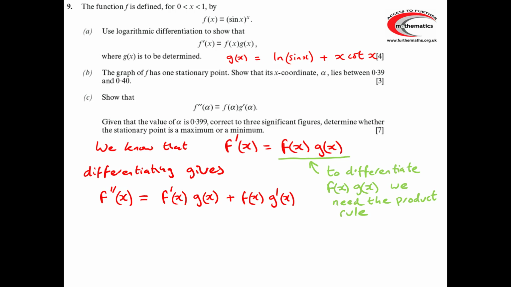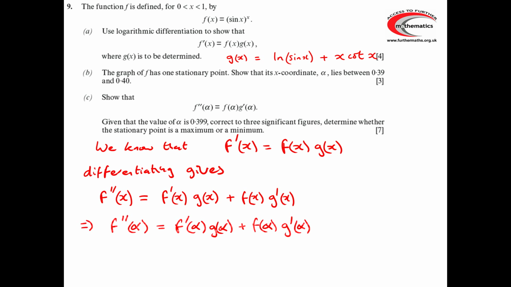So we know the second derivative of f(x) is f'(x) g(x) plus f(x) g'(x). So putting x equal to alpha, we've got f''(alpha) is f'(alpha) g(alpha) plus f(alpha) g'(alpha).